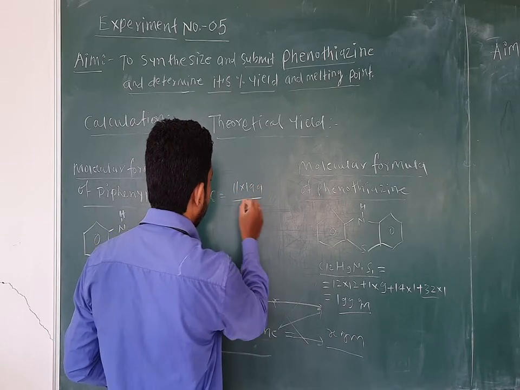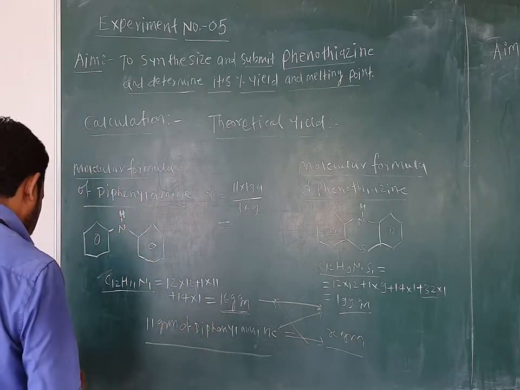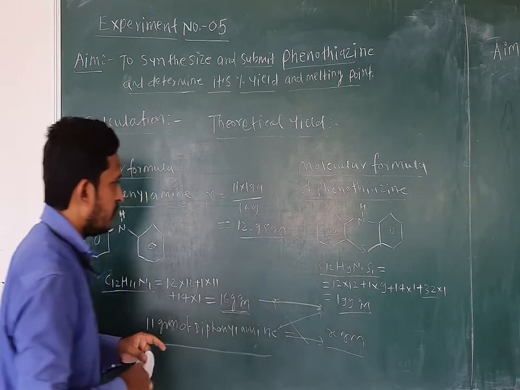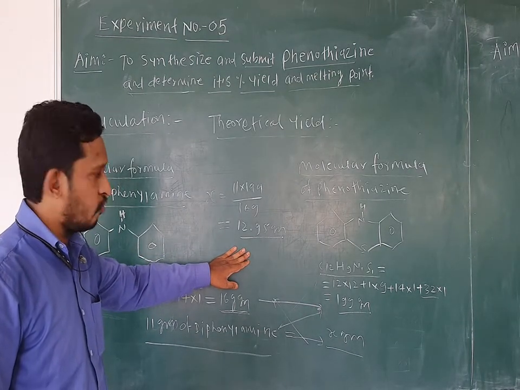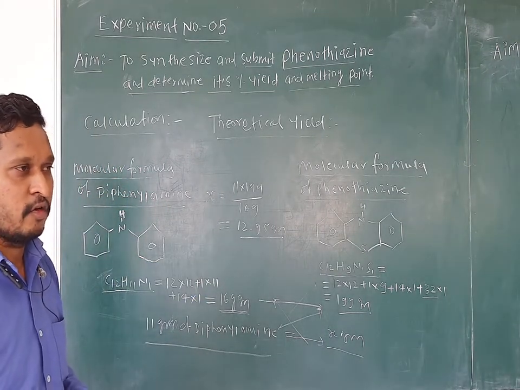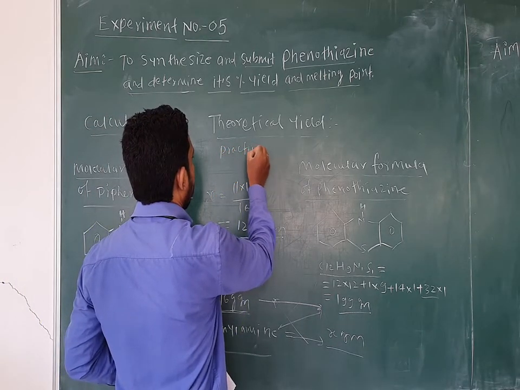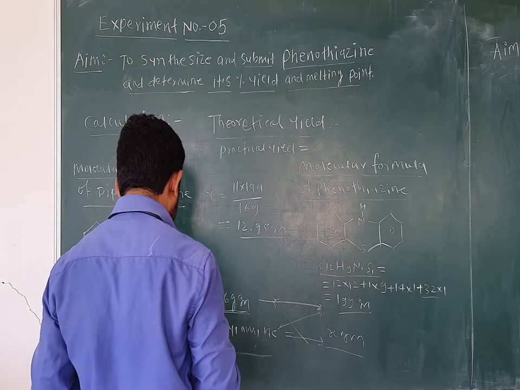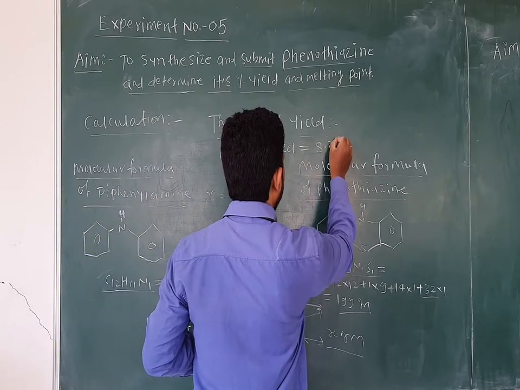After calculation, the theoretical yield of phenothiazine is found to be 12.95 gram. Now we have done our experiment, and we have also determined our practical yield. The practical yield of our compound is found to be 8.2 gram.